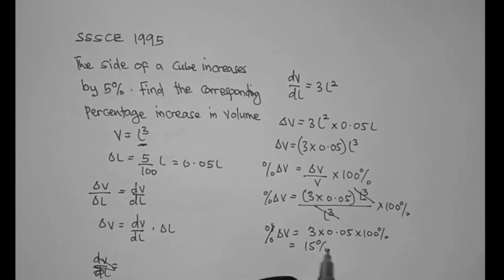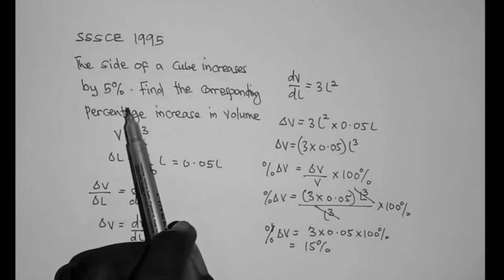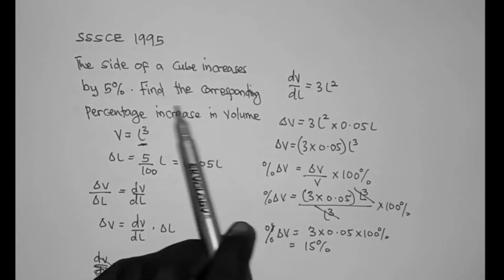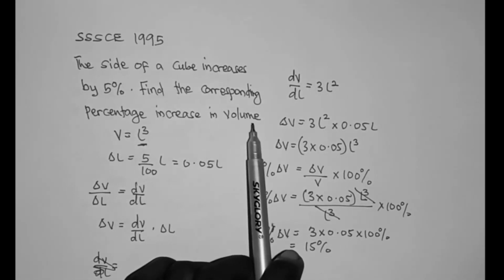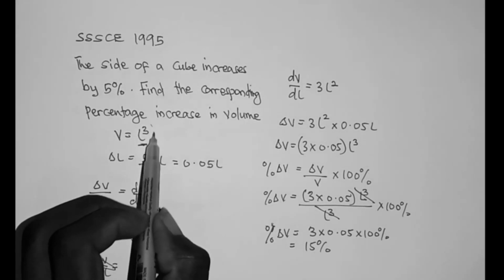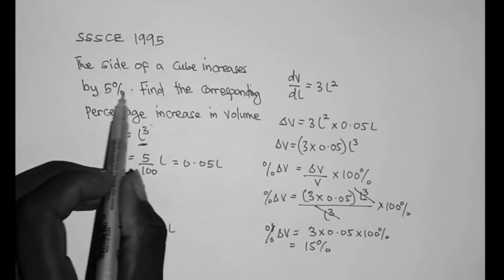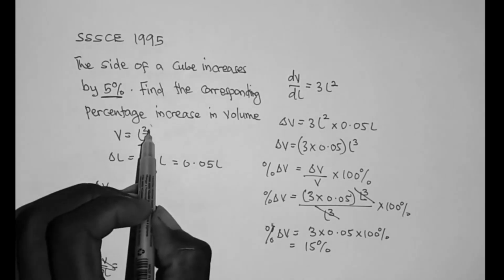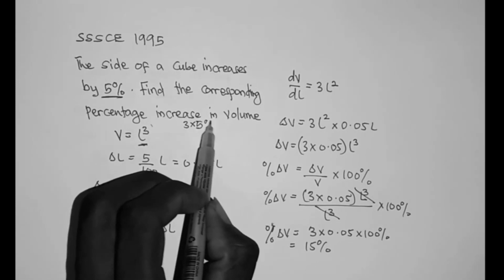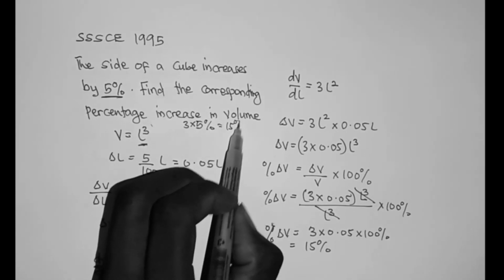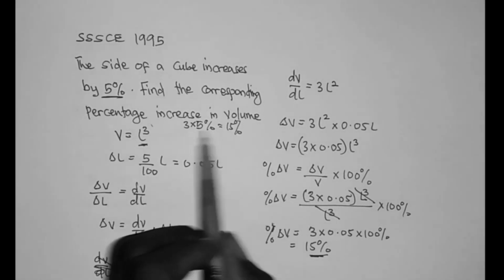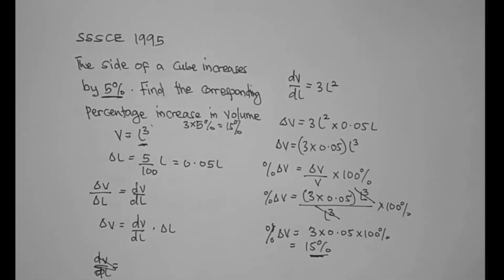And this is equal to 15%. Now, one trick for knowing whether you are right: anytime you are asked to find the percentage increase in either the area or the volume, just multiply the exponent of the formula, 3, by the percentage increase that was given. So in this case, it's 3 times 5%, and this is equal to 15%, and that is the very answer we got. So this is one easy way of checking the percentage increase in volume.